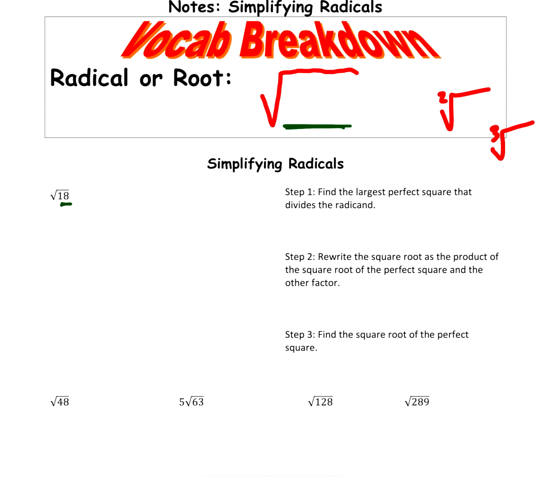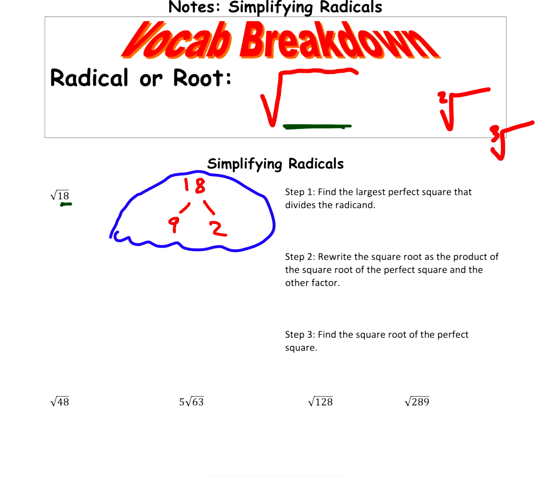So let's think for a second. I'm going to draw a thought bubble. What is the largest perfect square that divides 18? Well, think of perfect squares. Try 4. 18 divided by 4 doesn't work, it doesn't divide in evenly. How about 9? Well, 18 divided by 9 is 2. So 9 is the largest perfect square that divides 18.